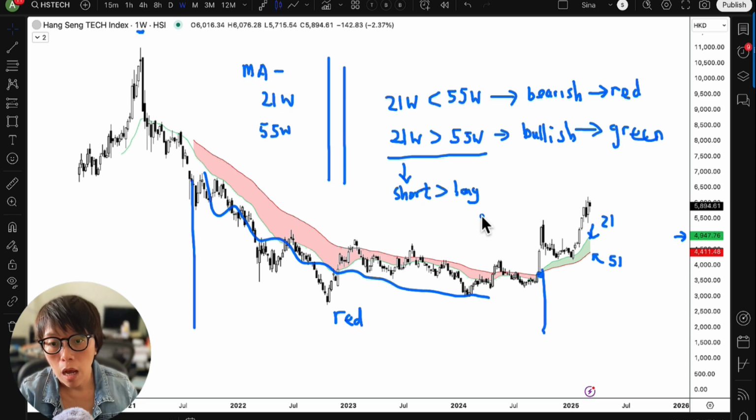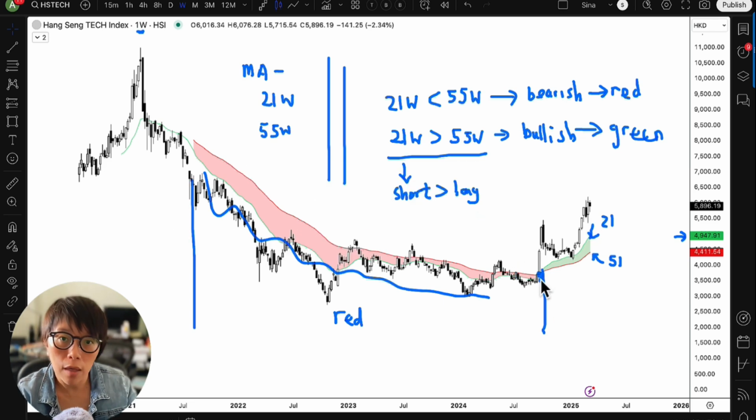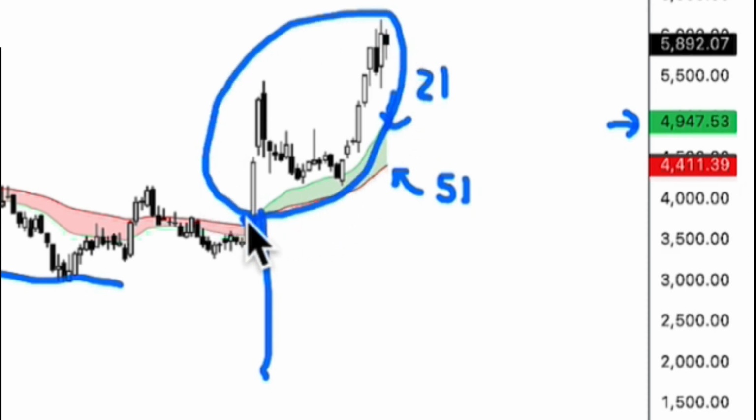So this is how we use the moving average to decide whether there is a change in trend. How do I know there's a change in trend? It's when the color flips. When the color flips from red to green, this means that at some magical point, the trend switched. And when price decided to trade above these moving averages, that is the situation at this point here, where the prices are trading above the moving averages.